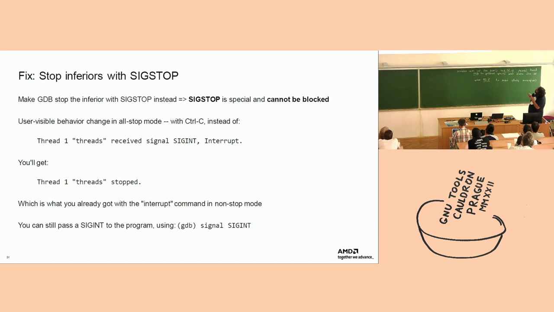Right, so if you really, really want to get the SIGINT to your process, you can still do it with the signal SIGINT command or pass the SIGINT in the shell. Remember, I claim that Ctrl-C is the supervisor thing. When you type Ctrl-C, you're not really thinking, I want my program to see a SIGINT and run the SIGINT handler normally.